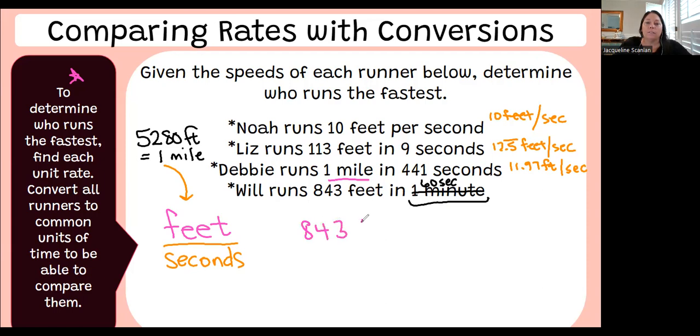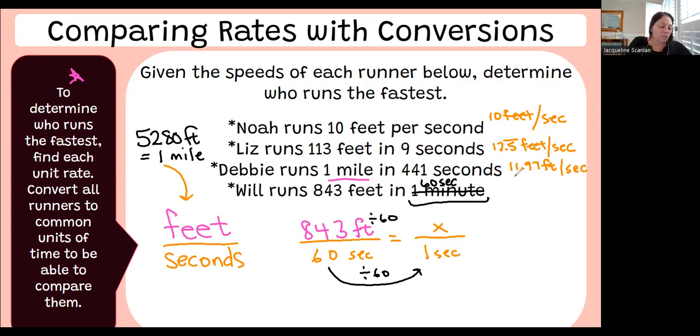843 feet, and it takes him 60 seconds. Right, and again, like I have before, I'm going to set up that proportion. I want to know how far he can run in 1 second. So I could either do cross products, or I could, again, like I've been doing in this problem, say to get from 60 to 1, I'm going to divide it by 60. Whatever I do to the bottom, I do to the top.